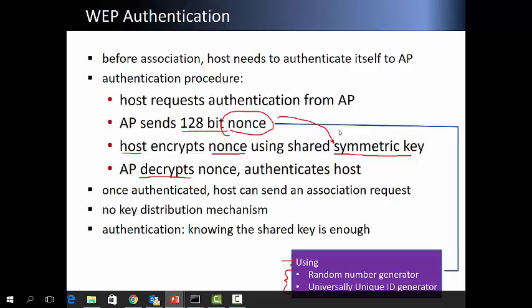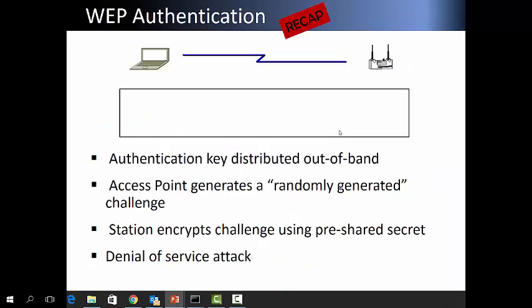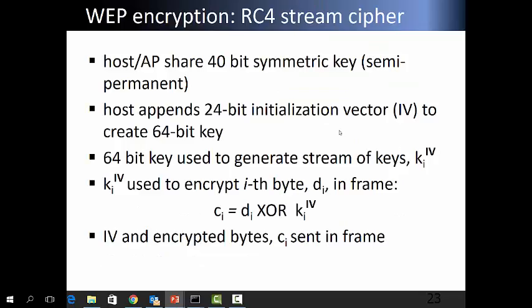Okay, so recap. The authentication key is distributed out of band. The access point randomly generates a challenge, and the station encrypts the challenge using the pre-shared secret, and that is possible. Okay, that is authentication.